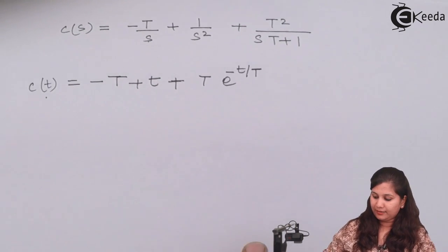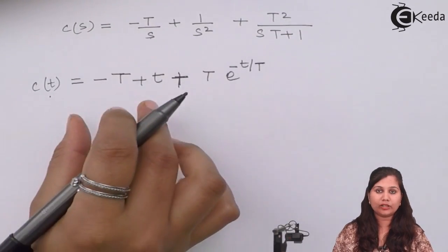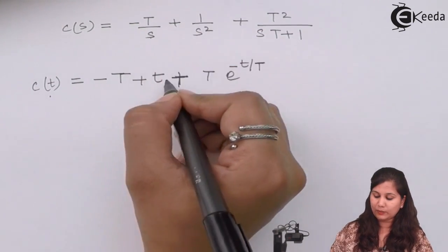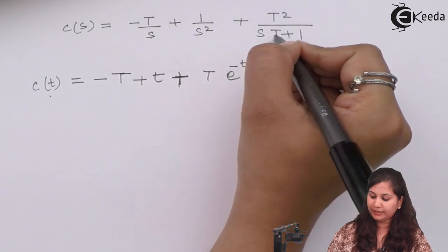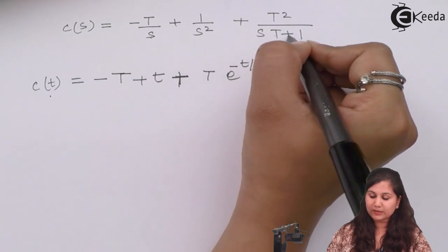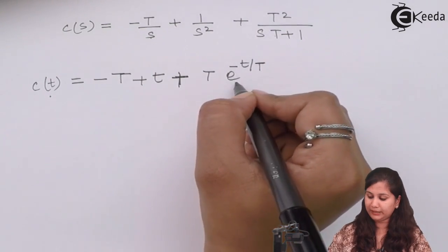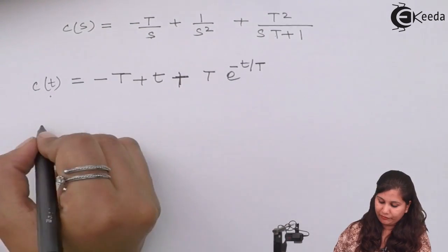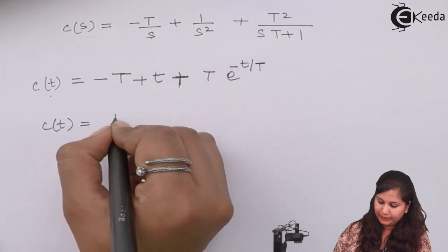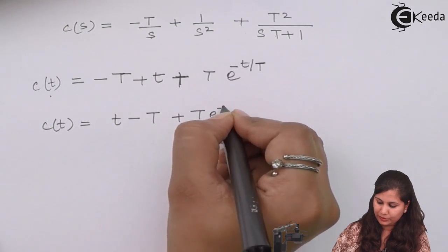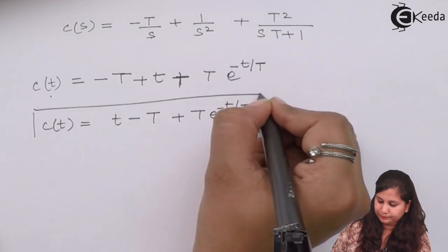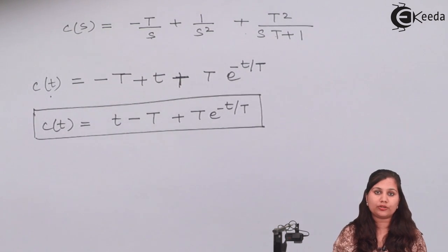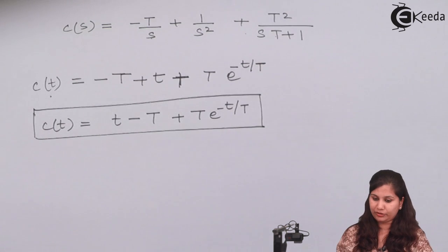How are we getting this? We have applied the inverse Laplace transform formulas directly. For 1 by s, it is 1. Then for 1 by s square, it is t. And for this, if we take T common from it, then it will be s plus 1 by T. So it will be e raised to the power minus t by T, and one T will be cancelled out. So we will get this as the output response. If we rearrange the terms, we are getting t minus T plus T e raised to the power minus t by T. So this is the output response of a first order control system when the input is a unit ramp function.